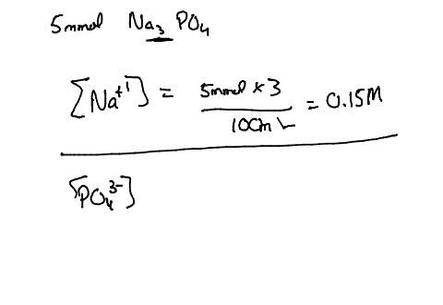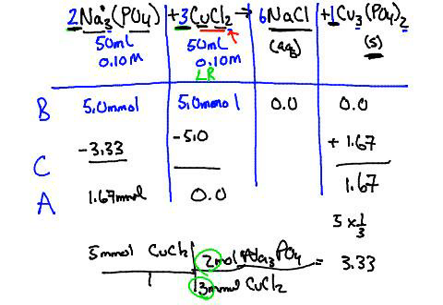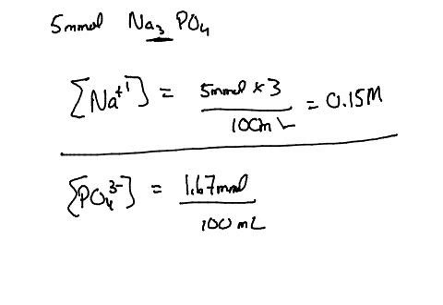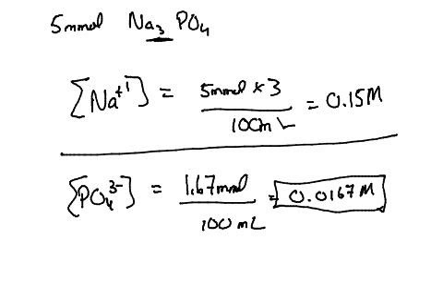Now, if I want to find the concentration of the phosphate, this one's a little bit tricky because, of course, some of it was used up in the making of our precipitate. So if we jump back to that screen, the phosphate, we had 1.67 millimoles, looking at the A column. So that's 1.67 millimoles divided by 100 milliliters, and that'll be 0.0167 molar. There it is. And that's the answer to question 2.